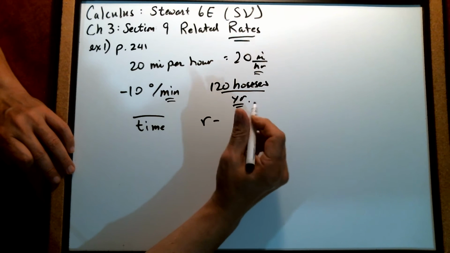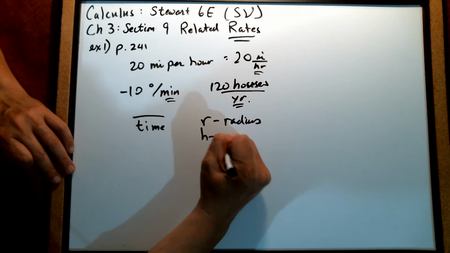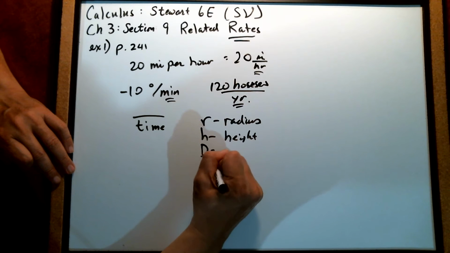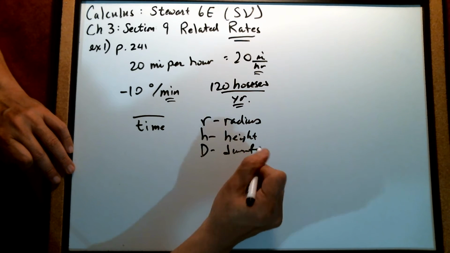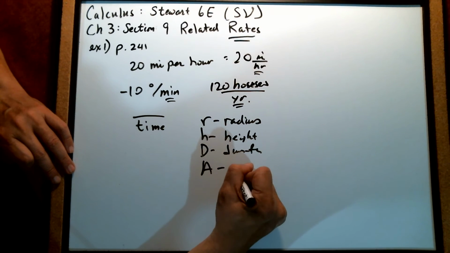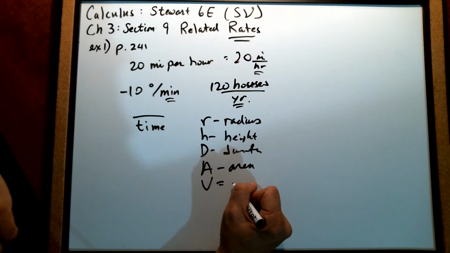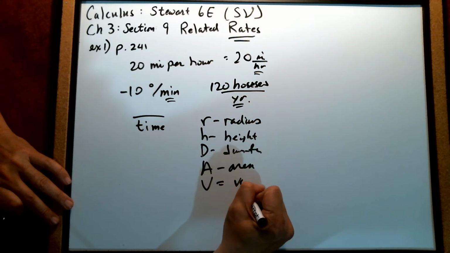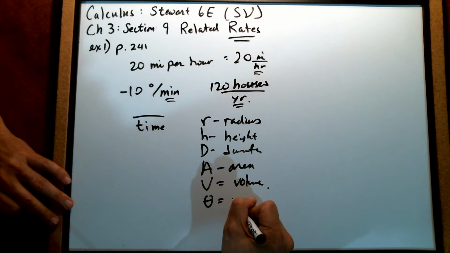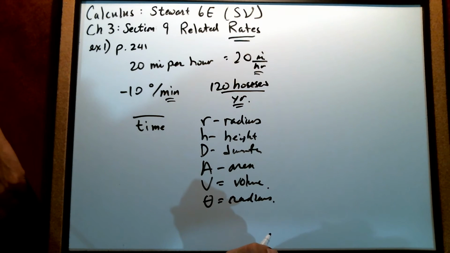Usually R is reserved for radius. H is going to be height. D for diameter. A is for, it's not apple, it's not kindergarten, A is for area. And what is V? V is usually reserved for volume. We'll also reserve theta as degrees or radians.